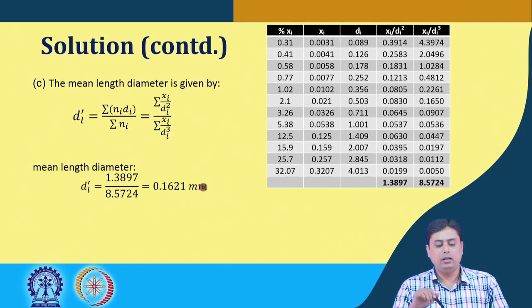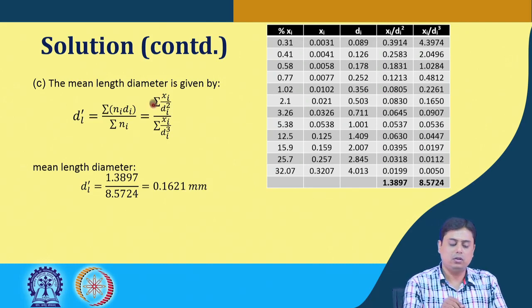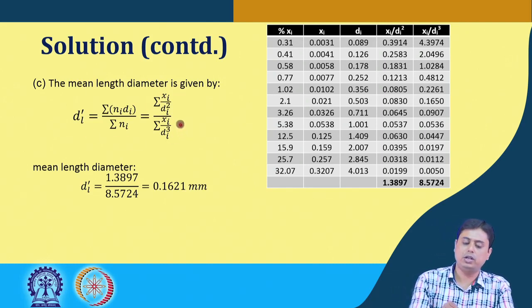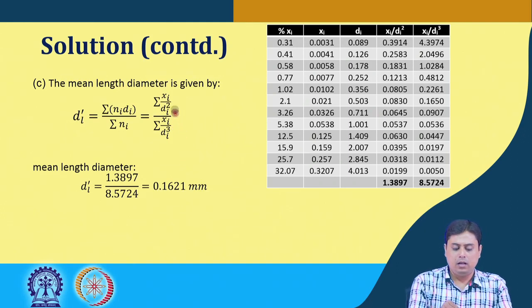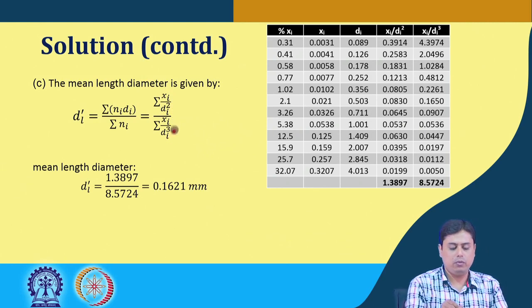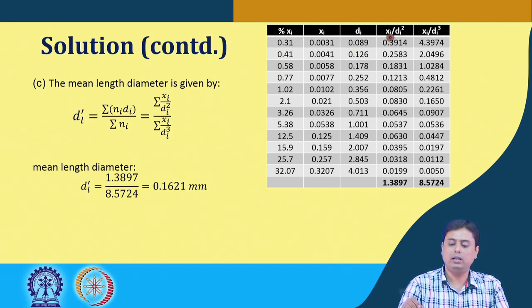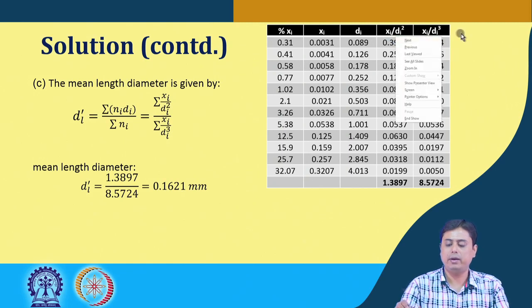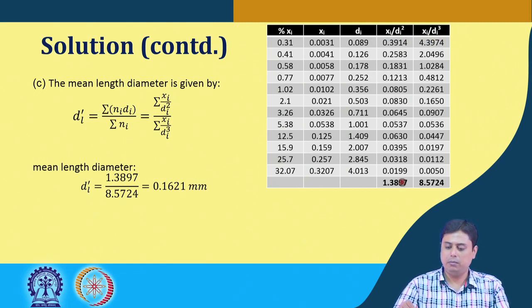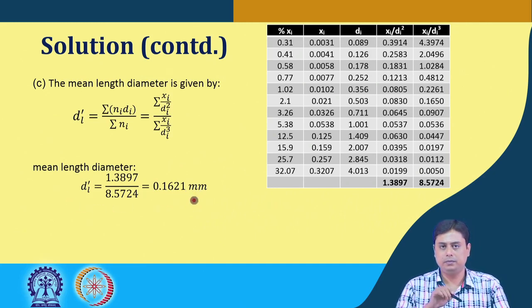So, similarly, the mean length diameter also has an expression which contains x and d: x by di square at the numerator, and at the denominator we have x by di cube. From this table again we can find out the values of xi by di square and xi by di cube. We sum up the respective columns, divide, and we get the mean length diameter, which is 0.1621 millimeter.